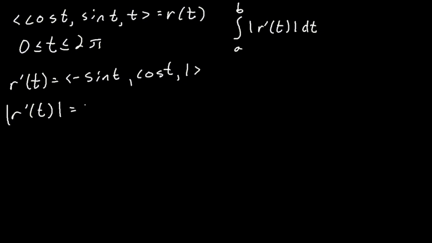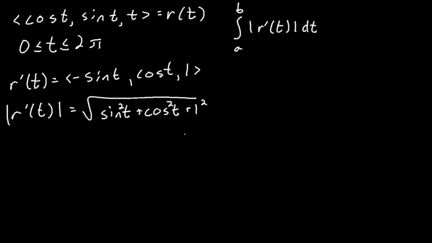The magnitude of r prime is the square root of sine of t squared. Since the negative cancels out when you square sine, it doesn't matter what value sine is. If sine is negative, the negative cancels out. So I'm just going to square sine here. Same for cosine of t, plus 1 squared.